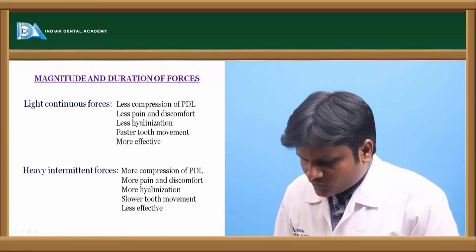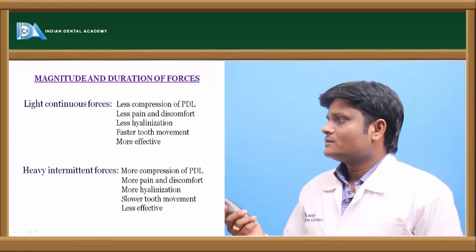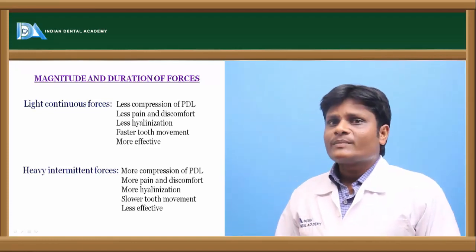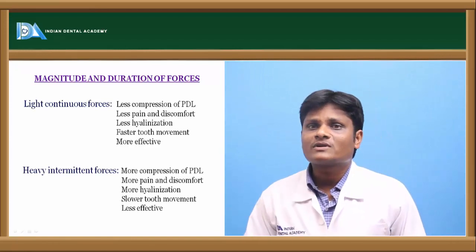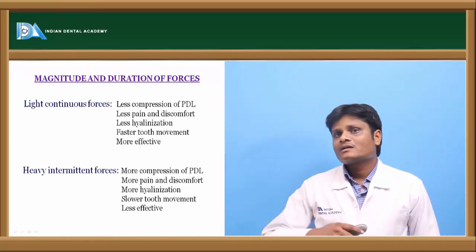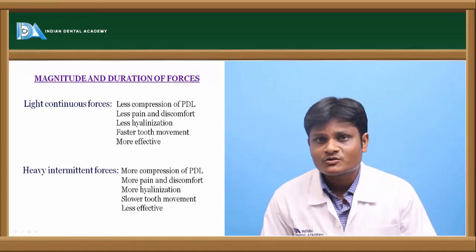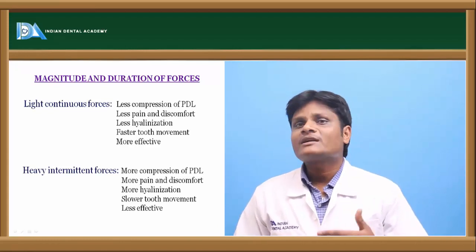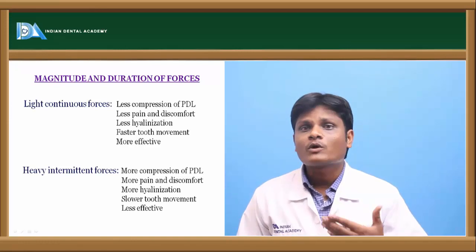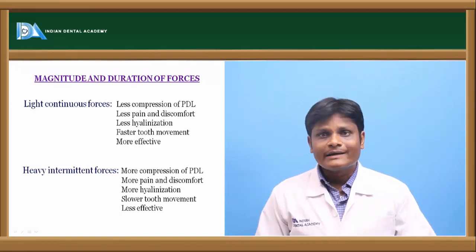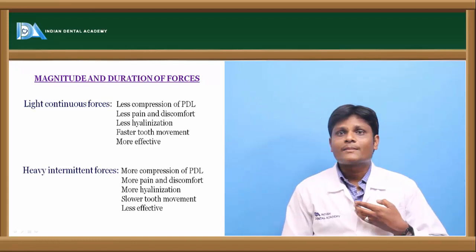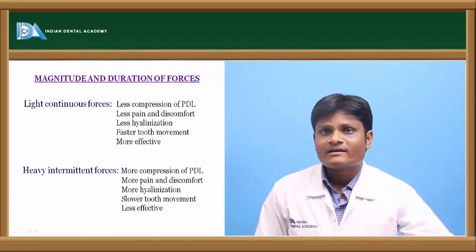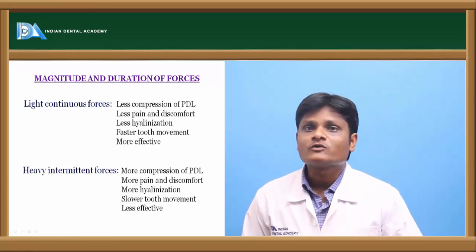Whenever an orthodontic force is light and continuous, it causes less compression of the PDL, less pain and discomfort to the patient, no hyalinization, more effective and faster tooth movement. Whereas a heavy intermittent force will cause more damage to the periodontal ligament, delayed tooth movement, more discomfort and pain, more hyalinization, and the rate of tooth movement will also be slow.